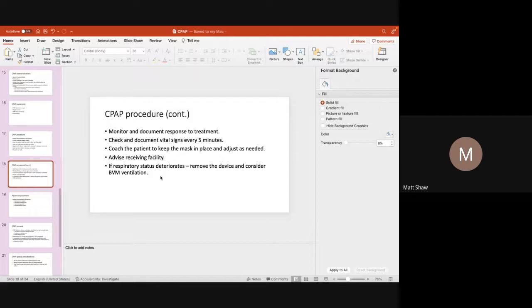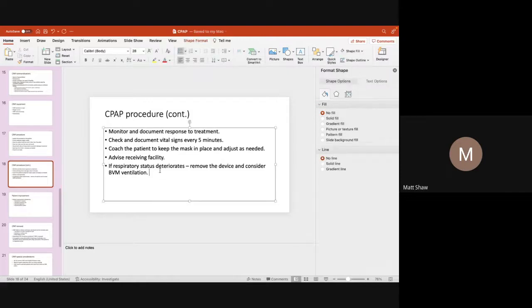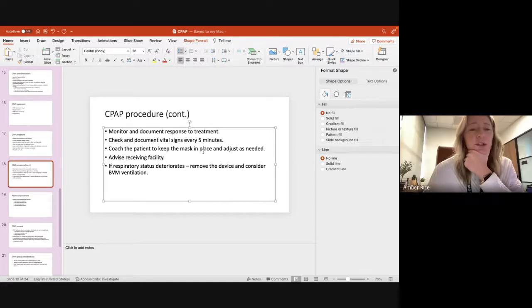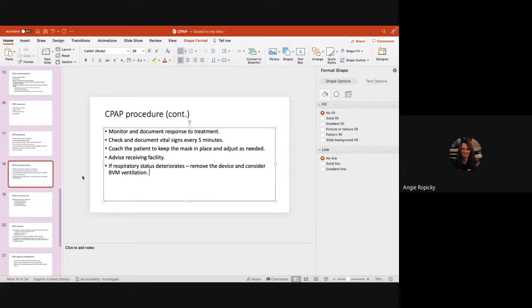EMTs are allowed to monitor end-tidal, so it would maybe be worth making sure that we discuss that in there. Can we do waveforms or something? I don't know that you can do waveform capnography during CPAP. So you would have to do a sidestream if it would fit underneath the mask and would not create a leak or seal, but that would be the only way. You'd have to use sidestream without leak.